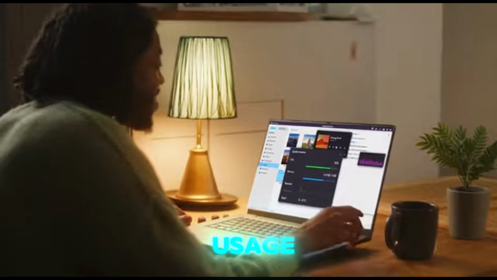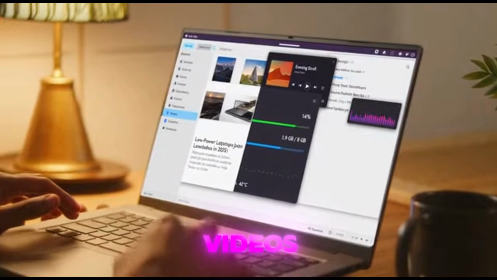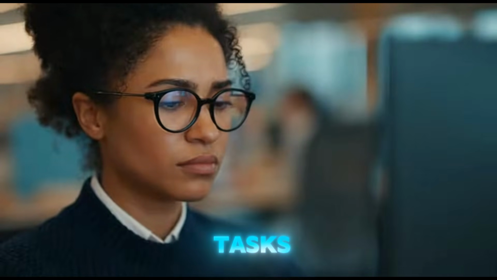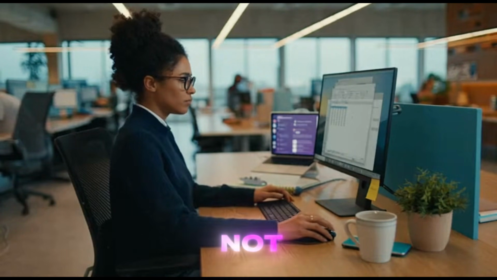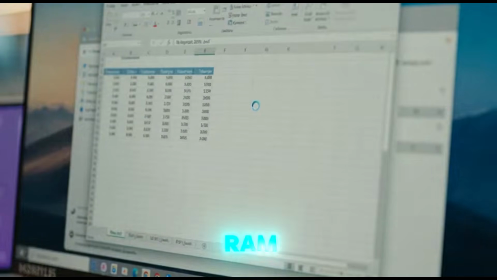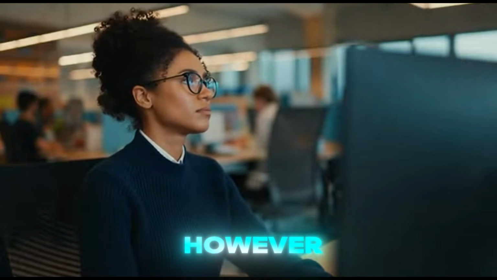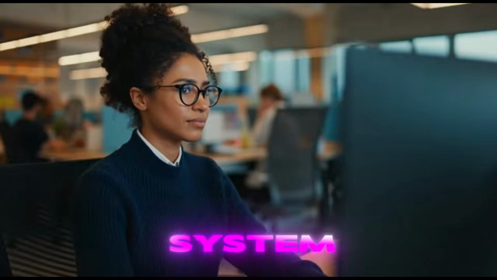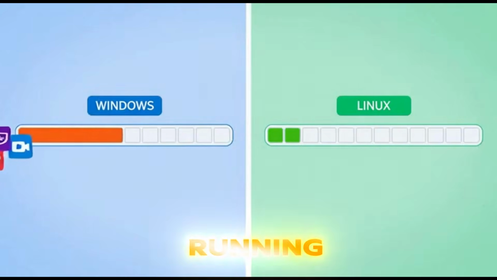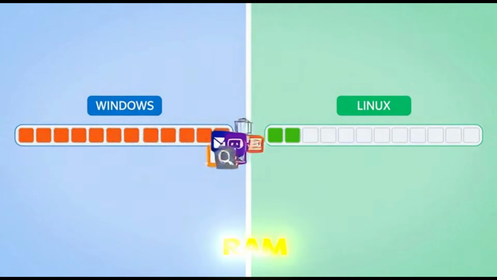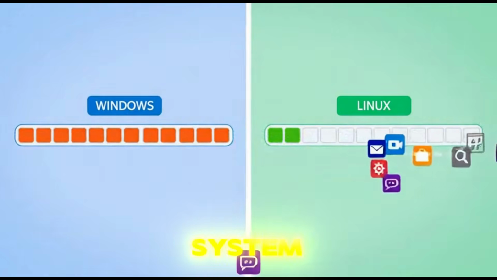Now think about everyday usage. Opening a browser, watching videos, writing documents, or doing light editing work. On Linux, these tasks feel smooth because the system itself is not fighting for resources. Everything you do is directly benefiting from the available RAM. On Windows, however, background services, updates, telemetry, antivirus scans, and system processes are constantly running. They compete with your applications for memory, CPU, and disk access. So even though you have more RAM, a large chunk of it is constantly being used by the system itself.